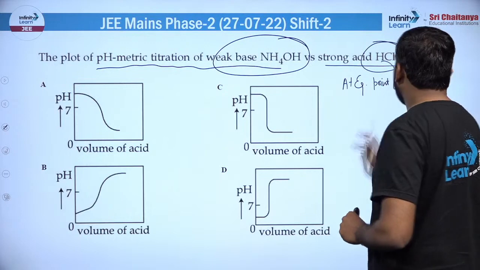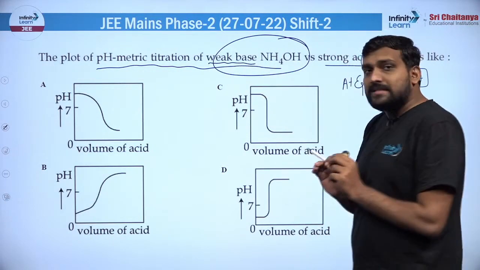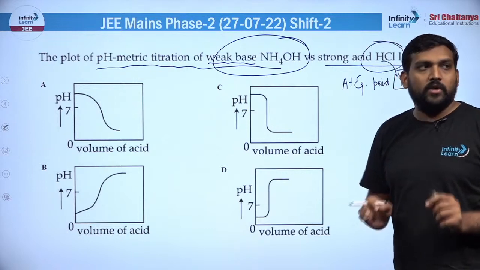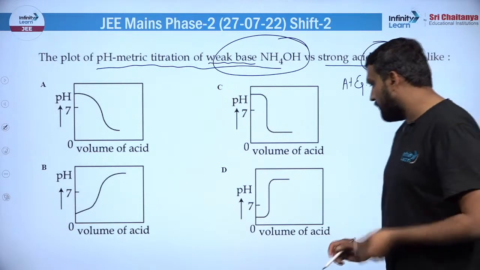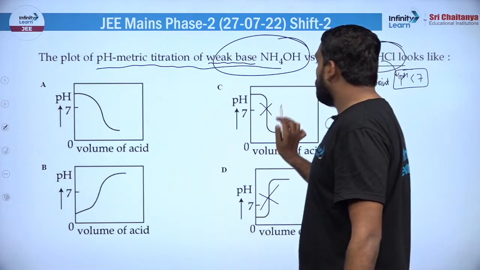Okay, so the pH will be less than 7, and as it is a weak base, there will not be sharp changes in the pH. You will be observing weak changes in the pH. So the sharp changes options will cancel out each other. There is no such possibility.